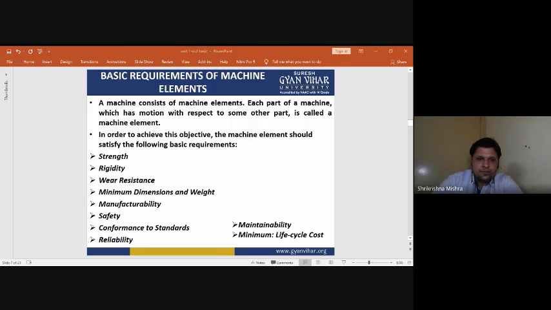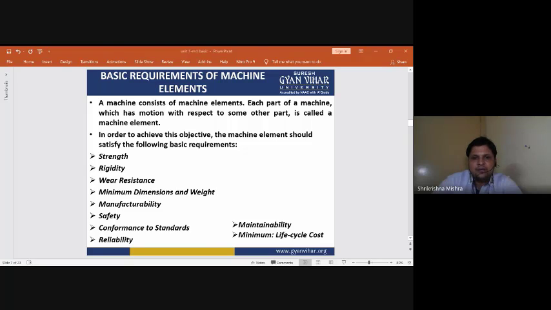All right. Now, wear resistance. Third point. Wear is the main reason for putting the machine part out of order. It reduces the useful life of the component. Wear also leads to the loss of accuracy of machine tools. There are different types of wear such as abrasive wear, corrosive wear, and pitting. Surface hardening can increase the wear resistance of machine components such as gears and cams.